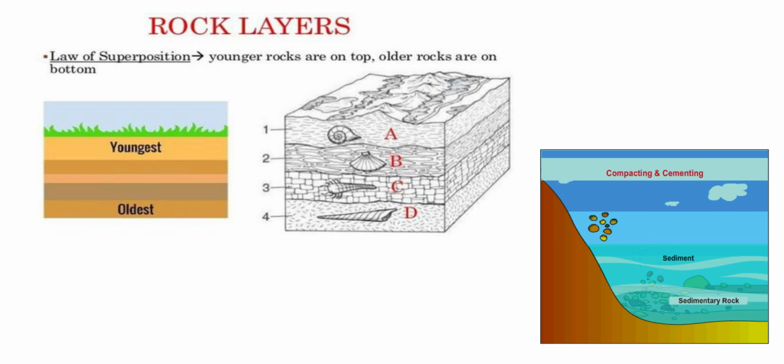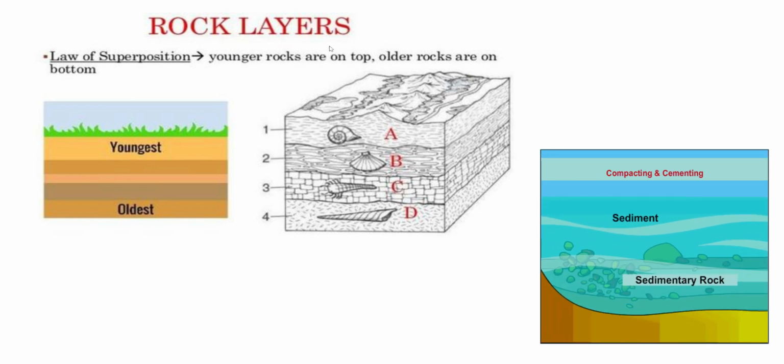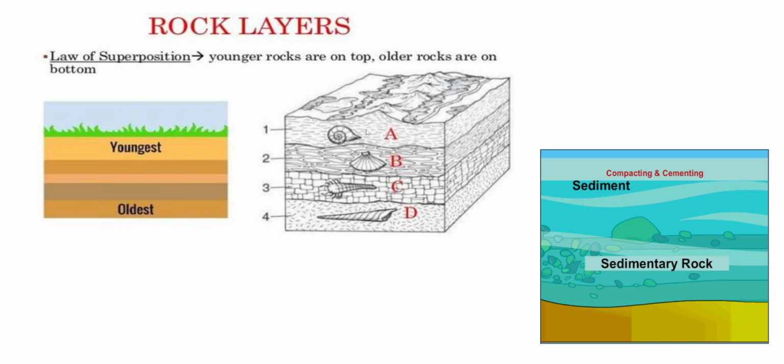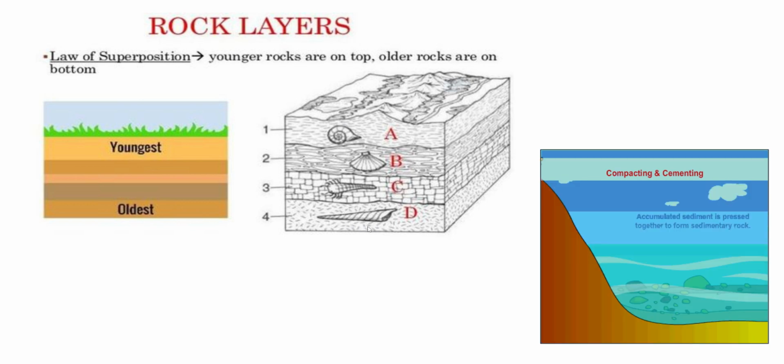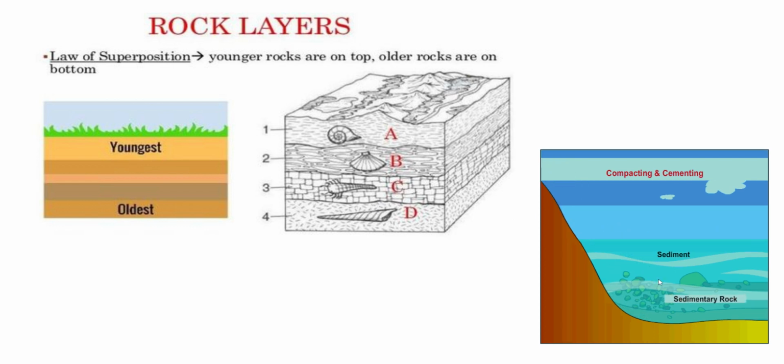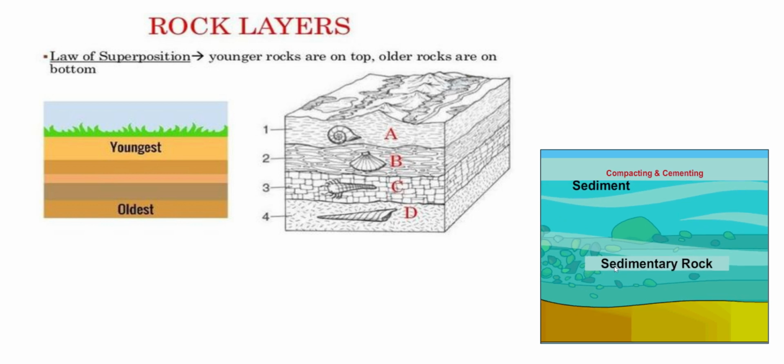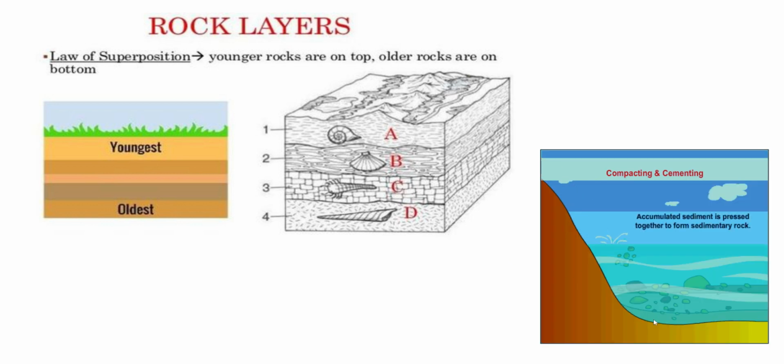So, the first law is the law of superposition, which means that the younger rocks are always going to be on the top and the older rocks are always going to be on the bottom. This is because rock layers form from sedimentary rocks, or sediments building up in the ocean and then forming these layers, right? So the very bottom layer must have formed first, so it's older, and the very top layer must have formed last. That's why it's younger.